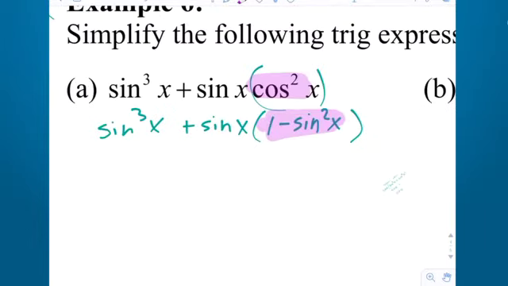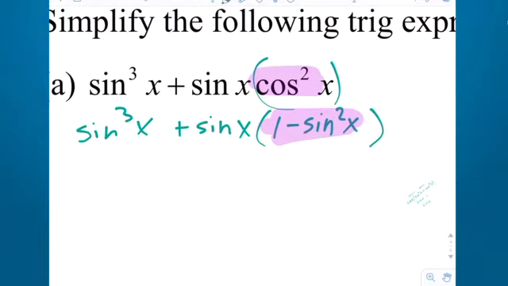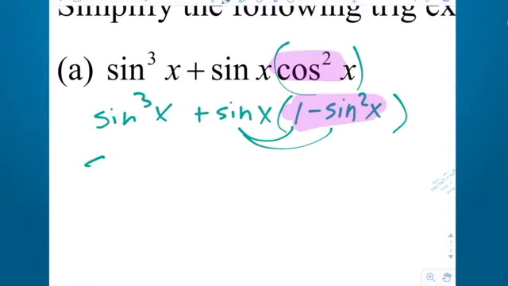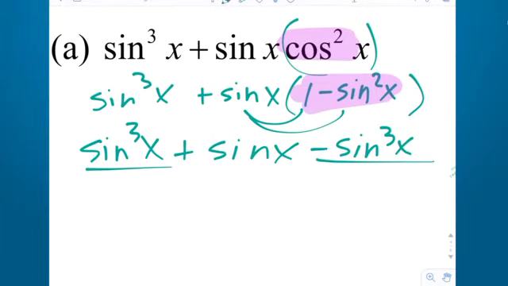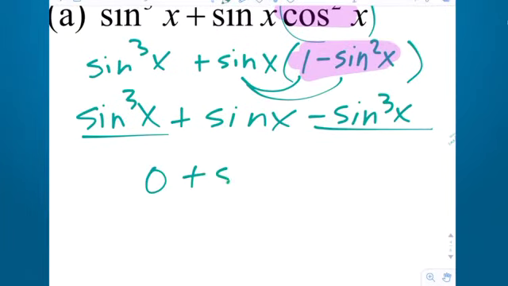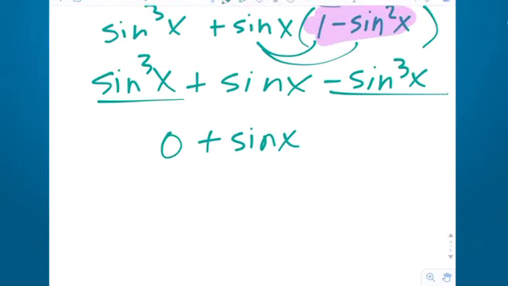And now you're like, cool, everything's at least in terms of sine. And now you can do any obvious math, which would be to do what? Now we can distribute. And that would give you sine cubed plus sine of x times 1 is sine of x minus what, sine times sine squared? Sine cubed. And what's sine cubed minus sine cubed? 0 plus sine is sine.